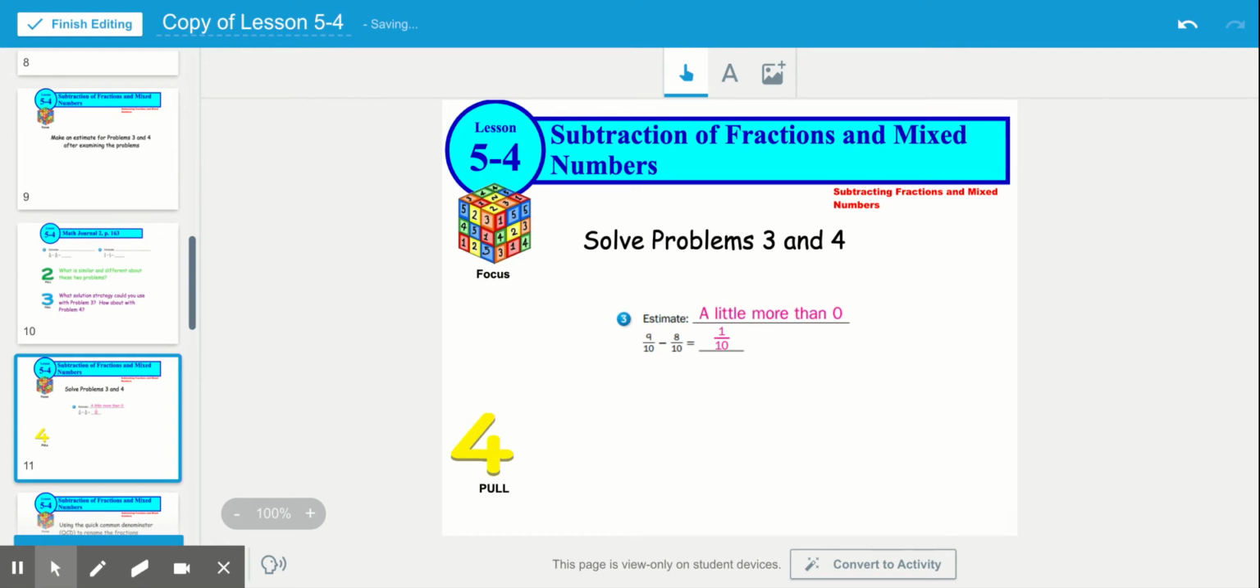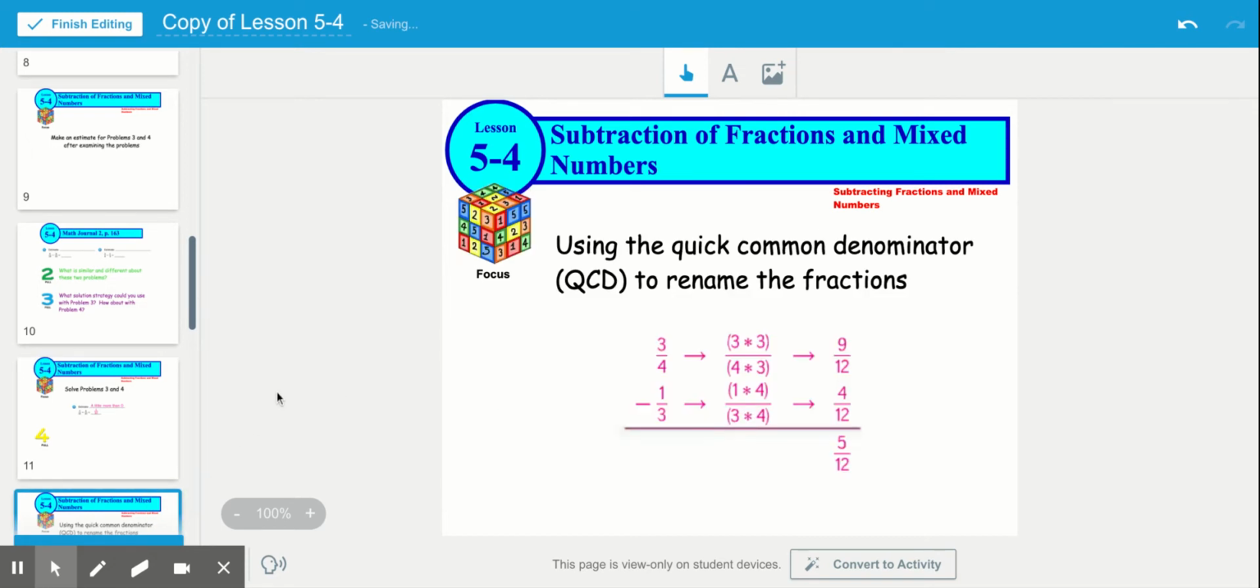So for problem number 3, I did an estimate of just a little bit more than 0. And like we said previously, it already has a common denominator. So I'm going to keep the denominator of 10, and then I'm just going to subtract my numerator. 9 minus 8 is 1, and so our answer is 1/10, which we know is very close to 0. It's just a little bit more than 0.